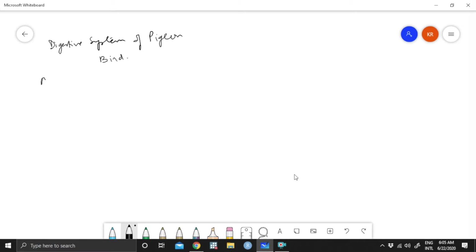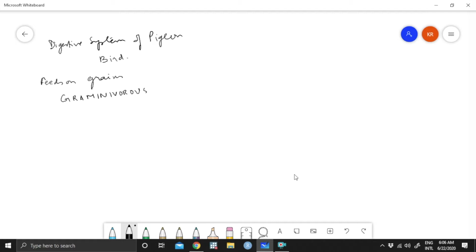Since it feeds on grains, we use the term graminivorous. Like you say, different types of grams and pulses. So from that term, we use the word graminivorous. It feeds on grains. Okay.